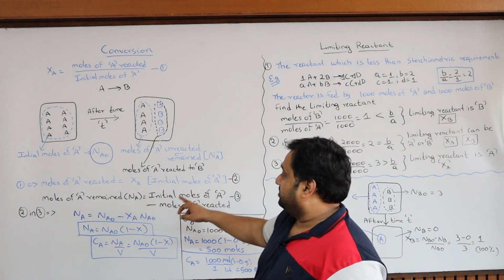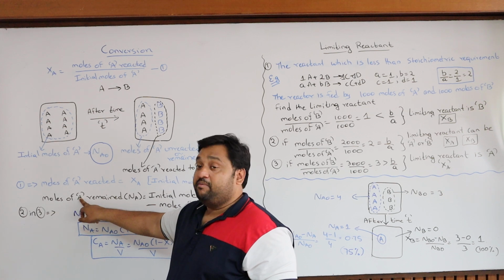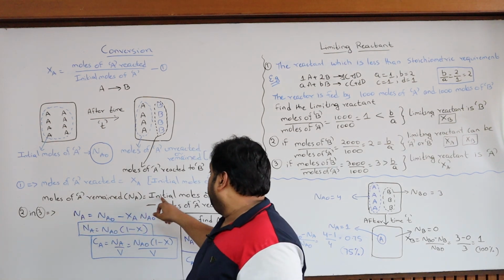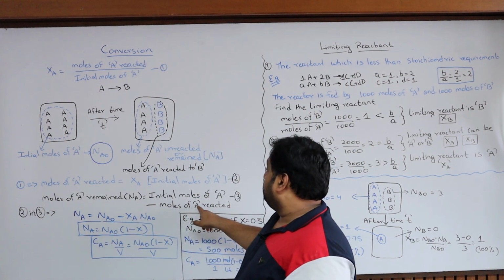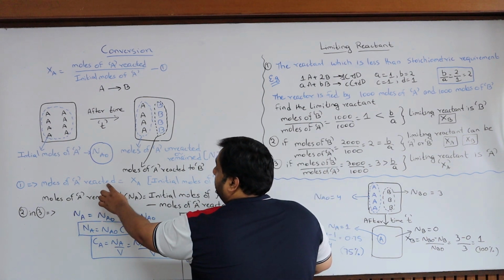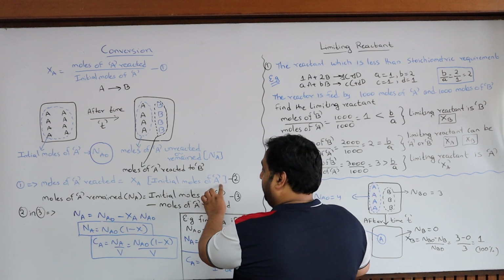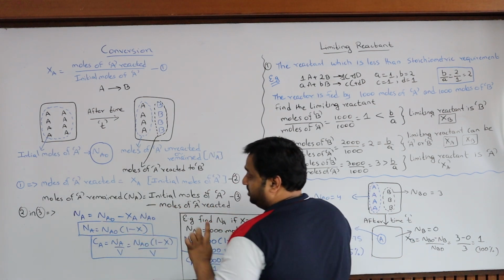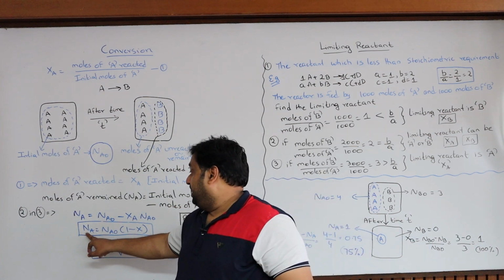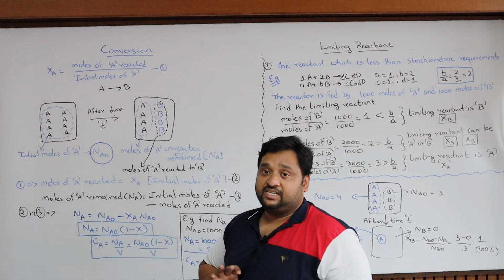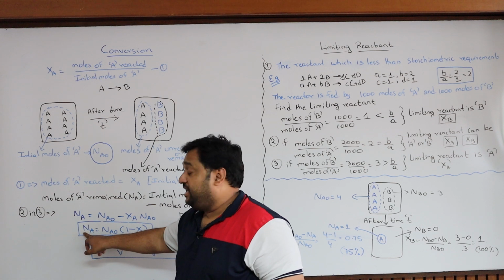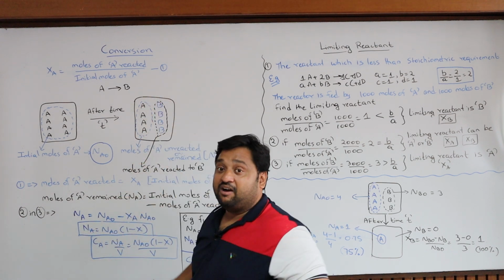NA is the moles of A remained, and initial moles of A is denoted by the symbol NA0. What are the moles of A reacted? Moles of A reacted is XA times initial moles of A, that is XA times NA0. So NA is nothing but, if you factor out NA0, NA0 times (1 minus XA). This is the moles remaining after the reaction.